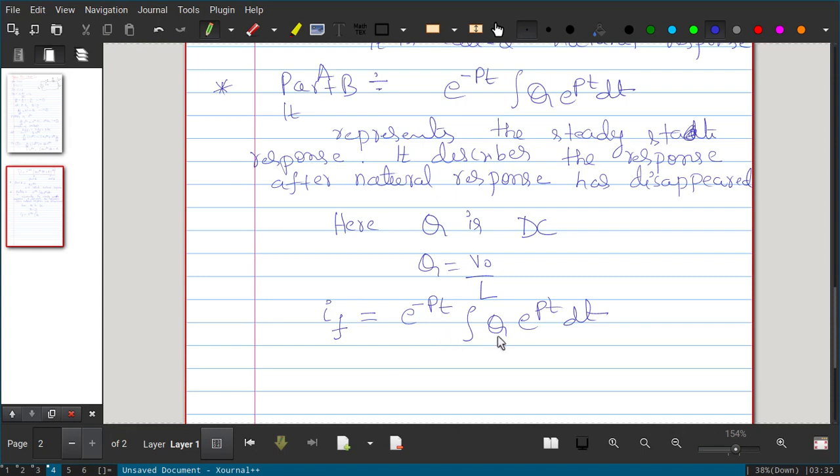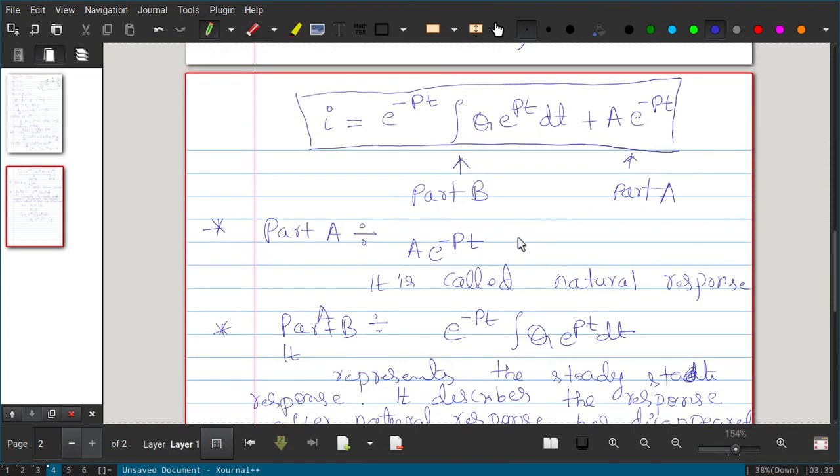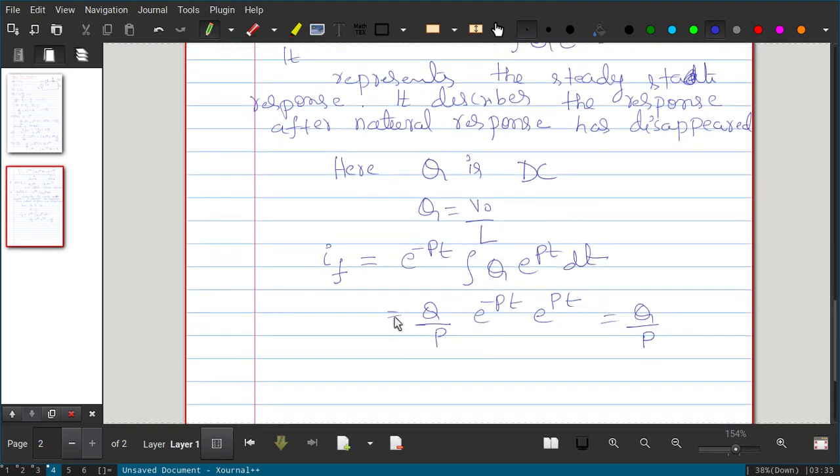If you integrate this, Q is a DC value divided by a constant, so I can take Q outside, and e power minus pt integrated gives Q by P. Here we give the symbol In for part A, that is A into e power minus pt. IF is the forced or steady state response, that is Q by P.